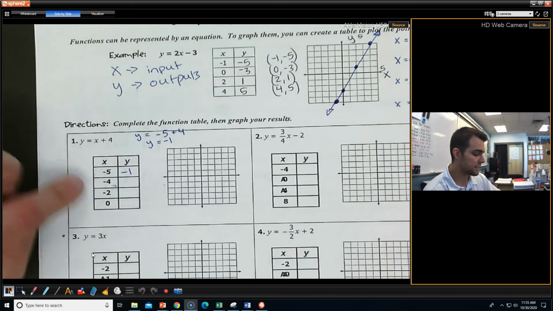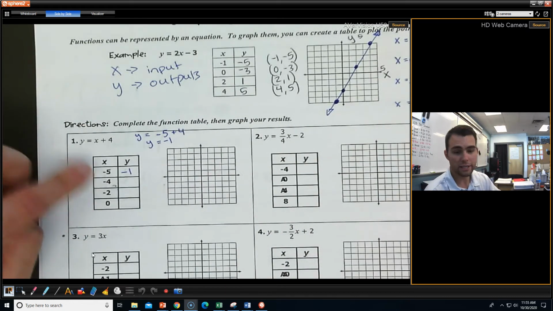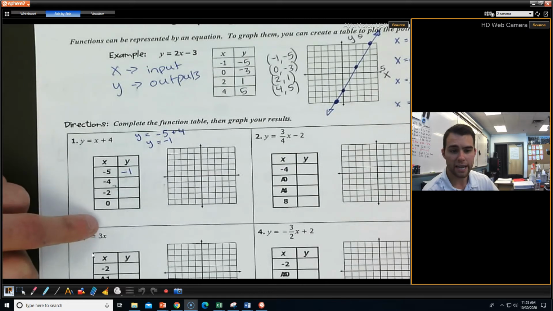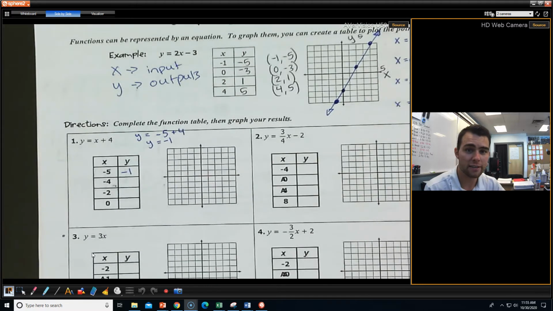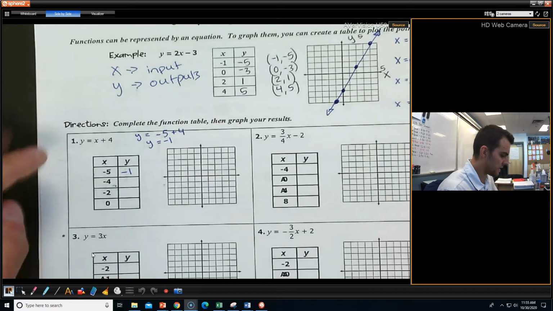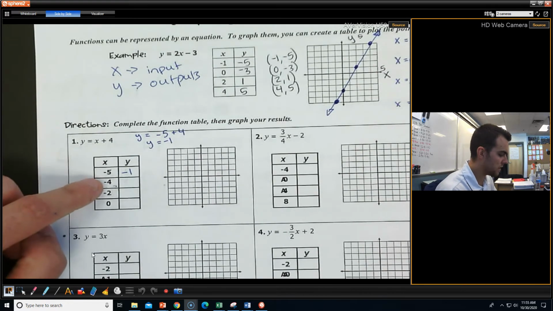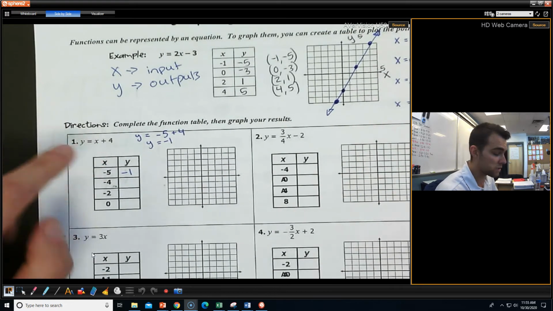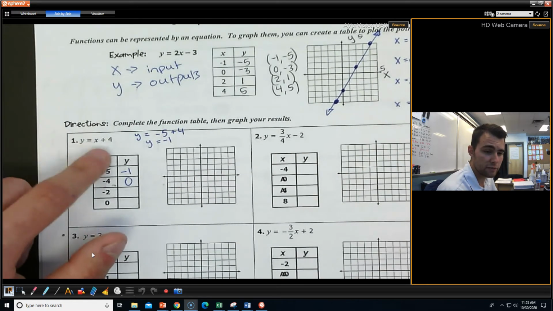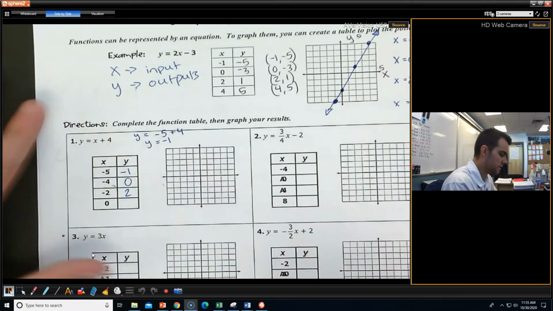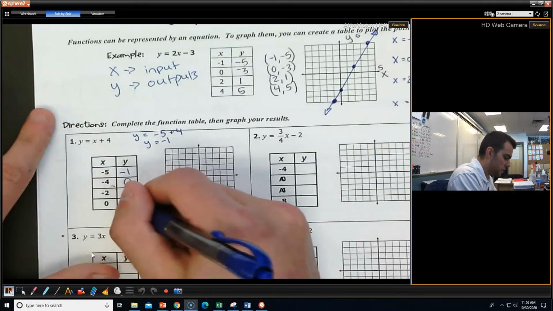And then I can continue on from there, right? I would like you guys to do the rest of this and apply this idea of plugging stuff in and see what your graph looks like. And go. All right, we're back. Let's see what we came up with. I'm just going to run through this real quick. If I plug -4 in, -4 plus 4 is 0. If I plug in -2, -2 plus 4 is 2. And 0 plus 4 is just 4.